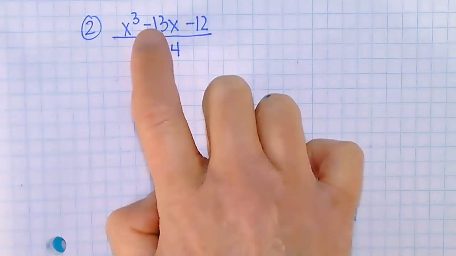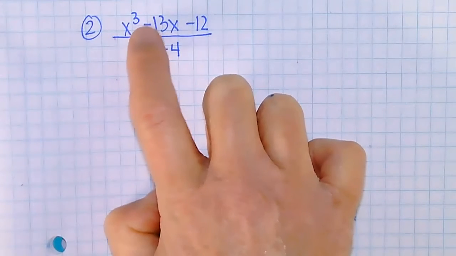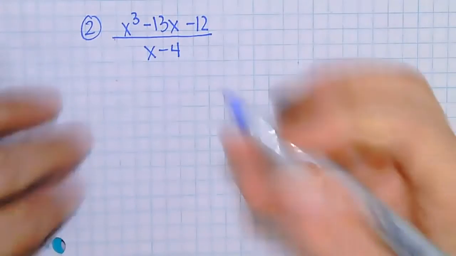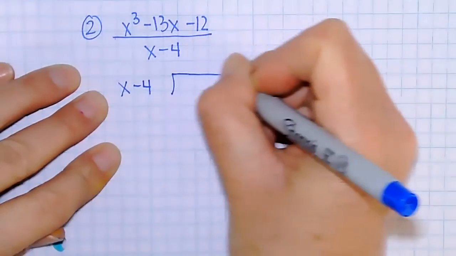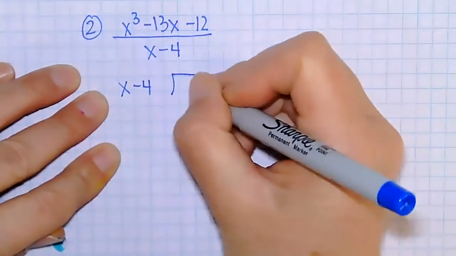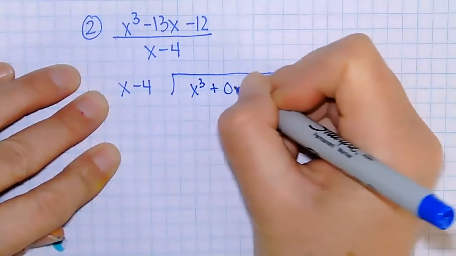Now you'll also notice that I'm missing an x squared term. So I'm going to put a 0x squared. So let me just rewrite it. I'm going to write x minus 4 into x cubed. And again, I'm missing my x squared, so I'm going to go plus 0x squared.